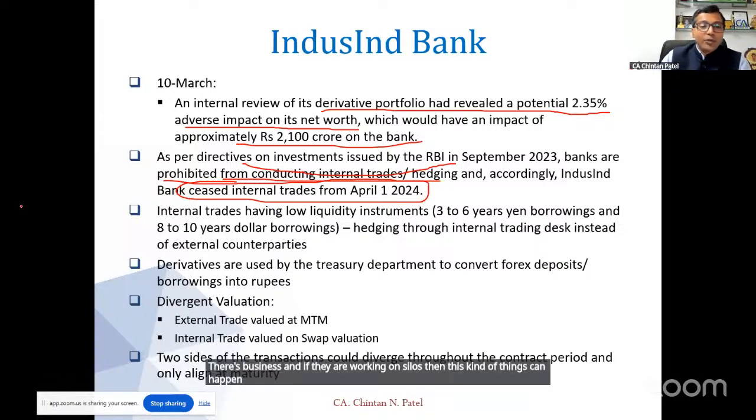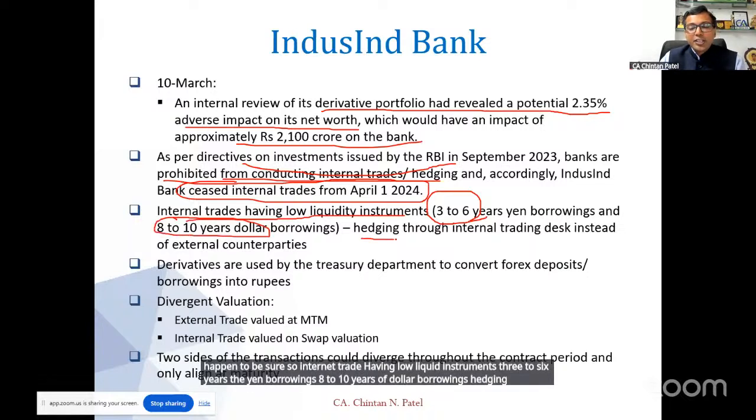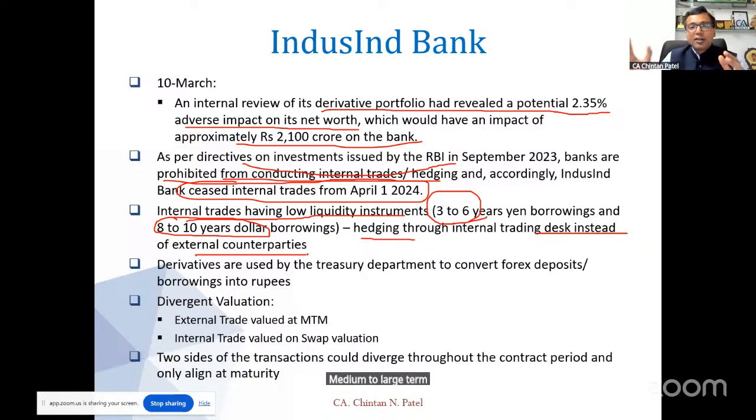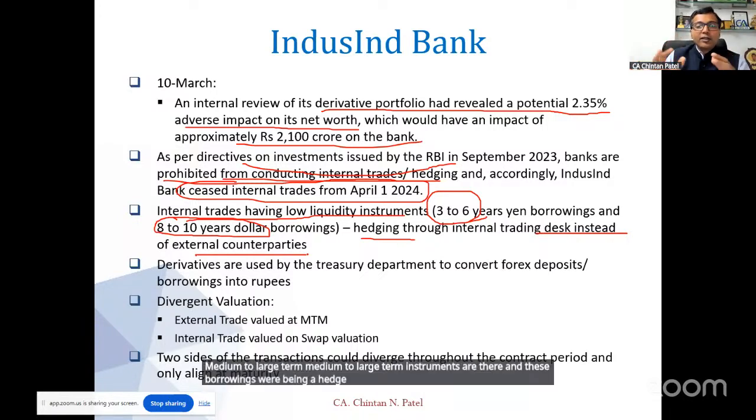So internal trade had low liquidity instruments: 3 to 6 years of yen borrowings and 8 to 10 years of dollar borrowings, hedged through the internal trading desk instead of external counterparties. So there are internal desks with low liquidity, meaning medium to long term instruments, and these borrowings were being hedged through the internal trading desk.